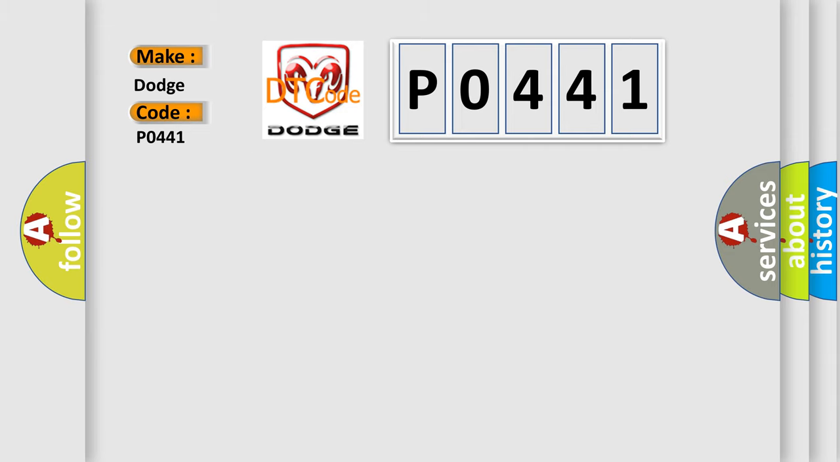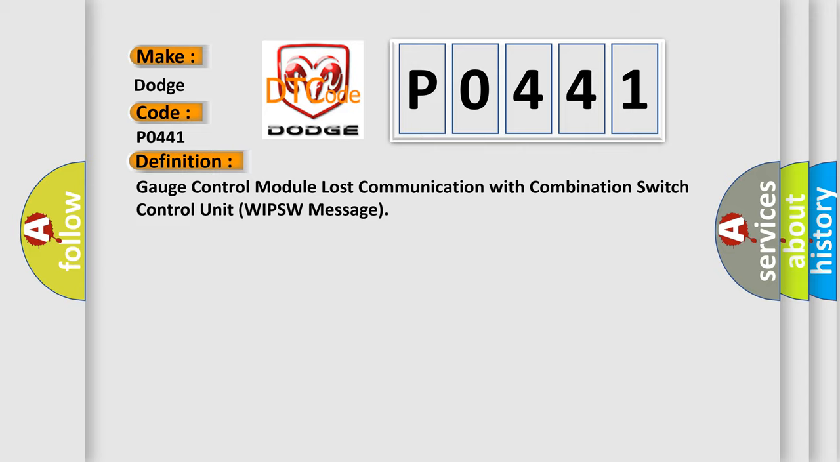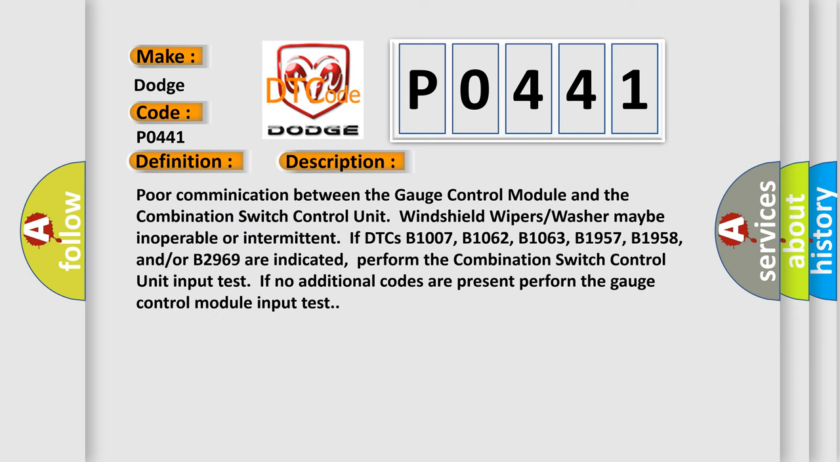The basic definition is: gauge control module lost communication with combination switch control unit WIPSW message. And now this is a short description of this DTC code. Poor communication between the gauge control module and the combination switch control unit. Windshield wipers and washer may be inoperable or intermittent if DTCs B1007, B1062, B1063, B1957, B1958, and/or B2969 are indicated. Perform the combination switch control unit input test if no additional codes are present. Perform the gauge control module input test.